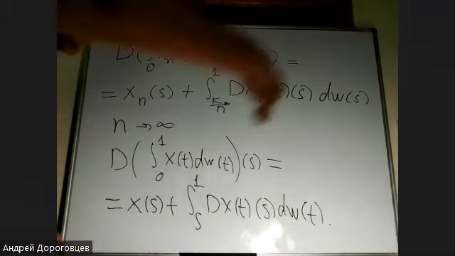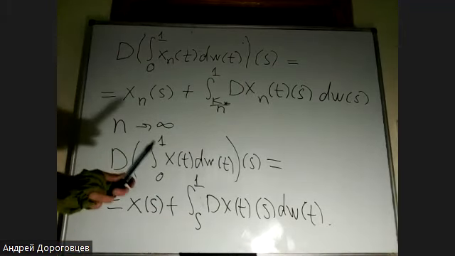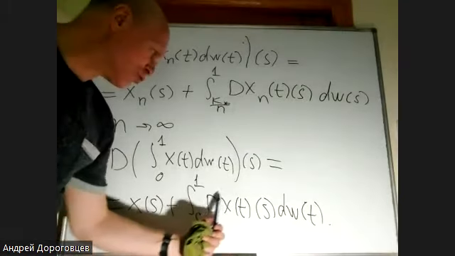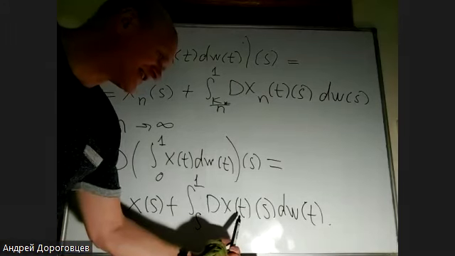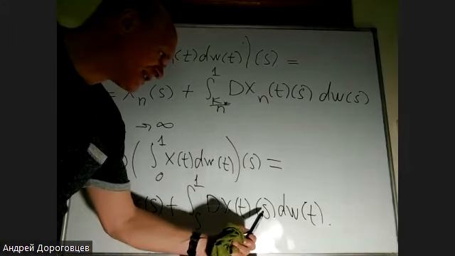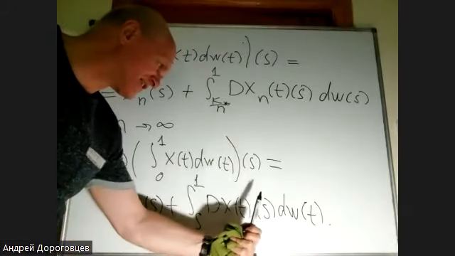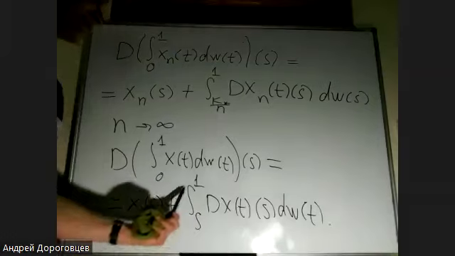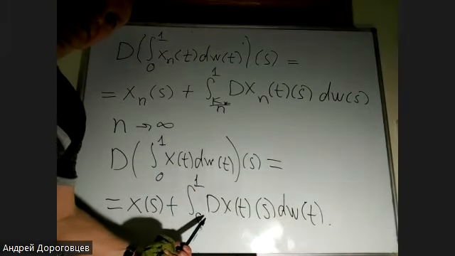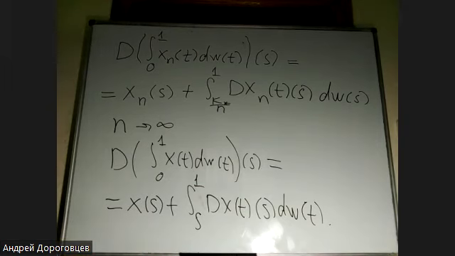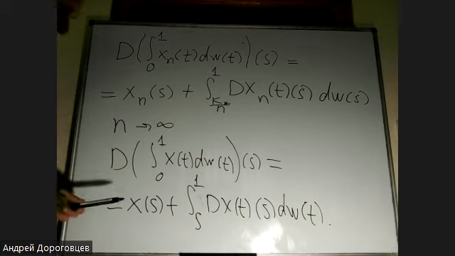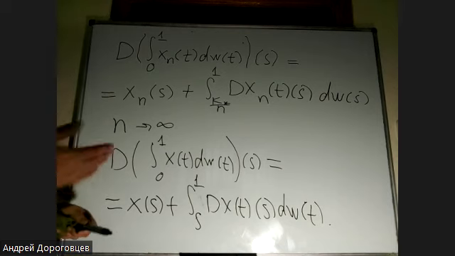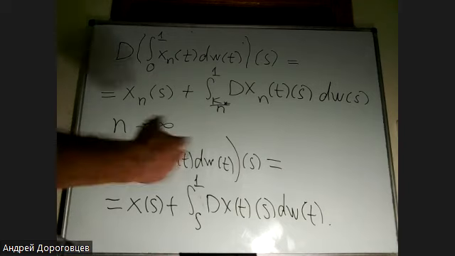Let me recall that S here is the argument of the stochastic derivative, and t is the argument of our random function. As you remember, when we calculate the stochastic derivative of x_t at any point s, we get a random variable which is adapted to the past of the Wiener process up to the moment t. We discussed this. So this is a usual Ito integral, and this is just the value of our random function. Of course, it holds as an equality for square integrable random functions, with probability 1, almost sure with respect to the Lebesgue measure.